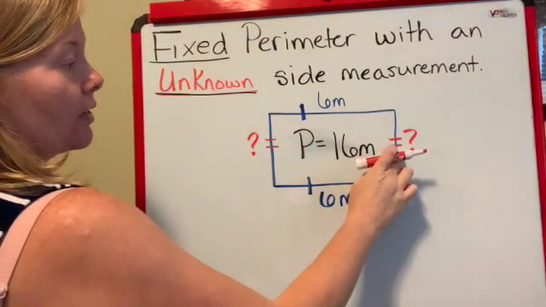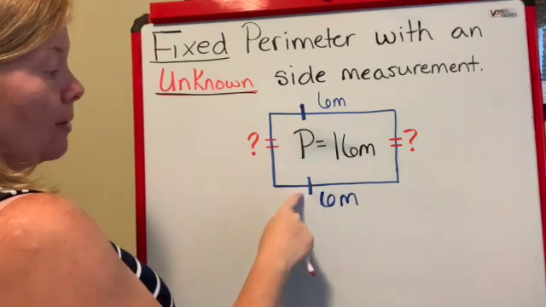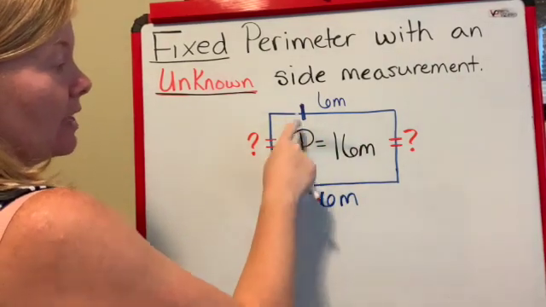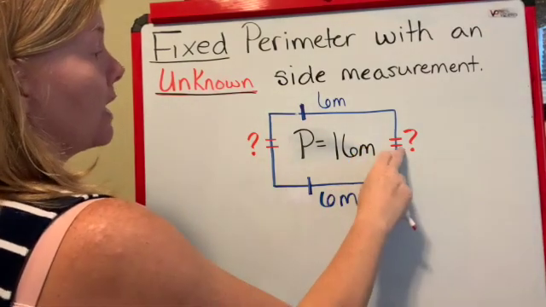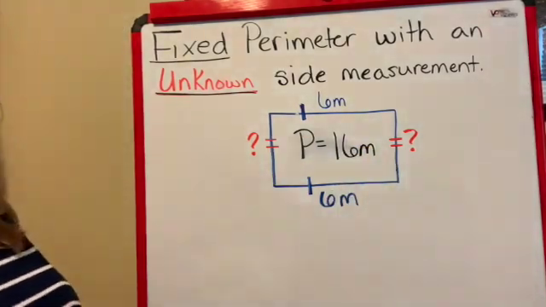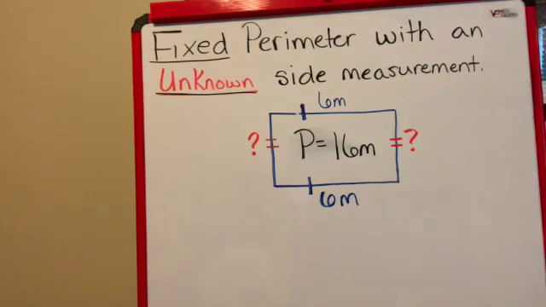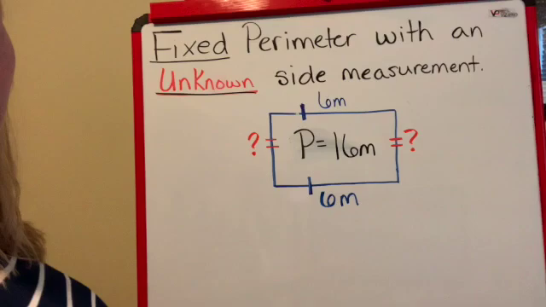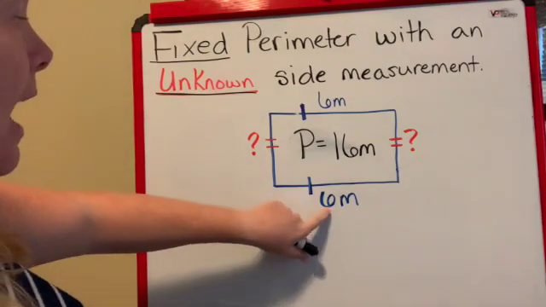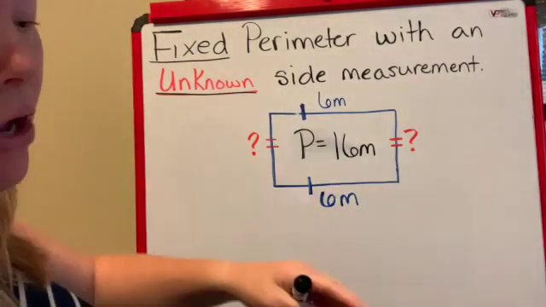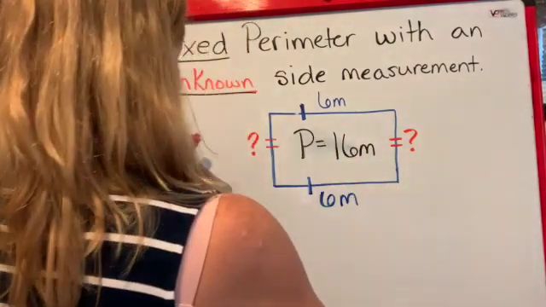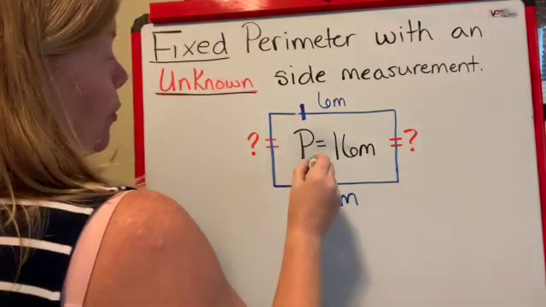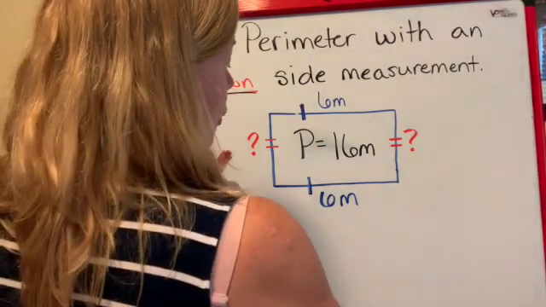Remember these little marks from last week? When you have one mark, this means that these two are equivalent. And when you have two marks, it means that these two sides are equivalent. It means they're the same distance or the same length or the same width, whatever the measurement is. All right, so we know our perimeter, and this time we know our length.